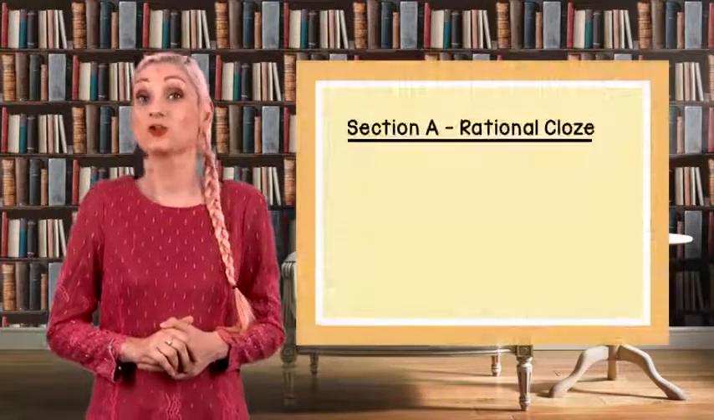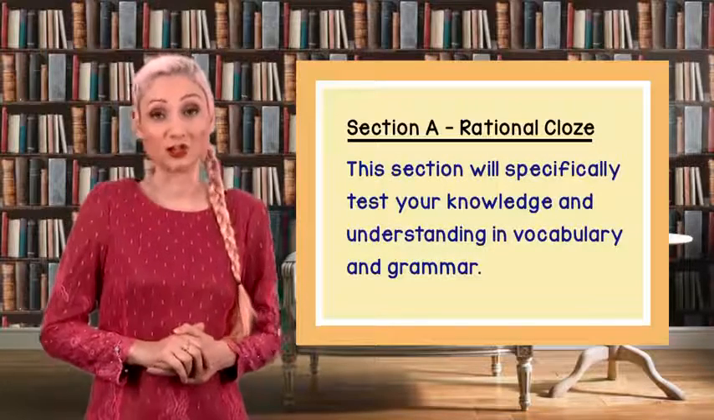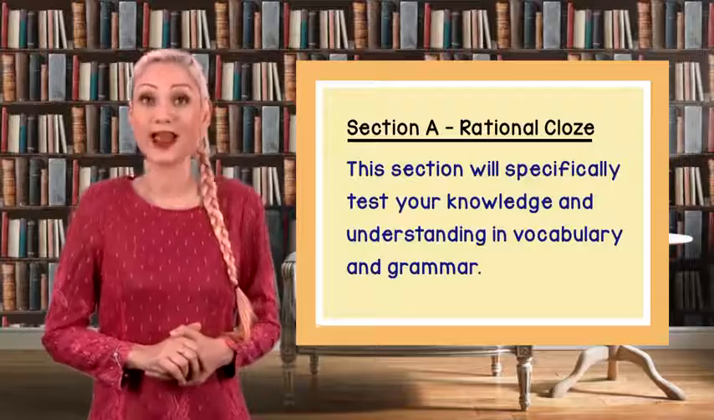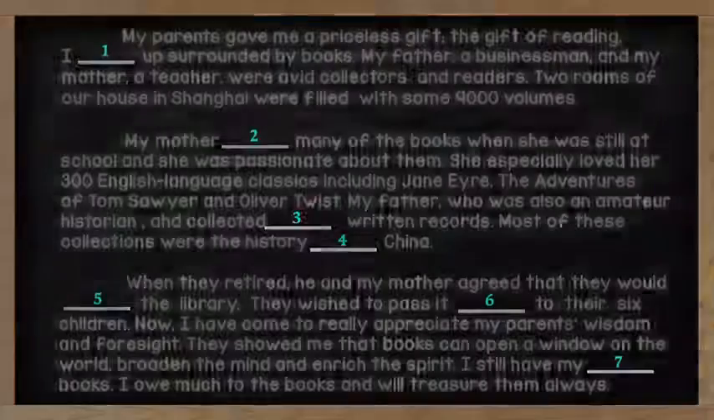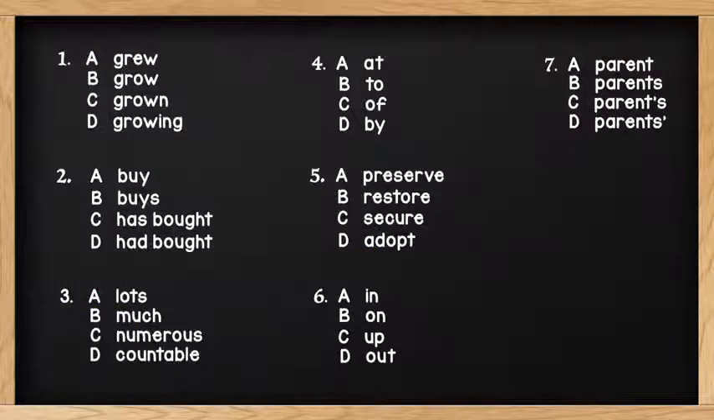Your knowledge of the simple past tense will become handy when you want to answer section A, rational clause. This section will specifically test your knowledge and understanding in vocabulary and grammar. In the rational clause, you will be given a short text. There are 7 blanks in the text. You have to fill in the blanks with the correct answer. The answers will be presented in multiple choice form. So you have to choose your answer from the list of the words given.